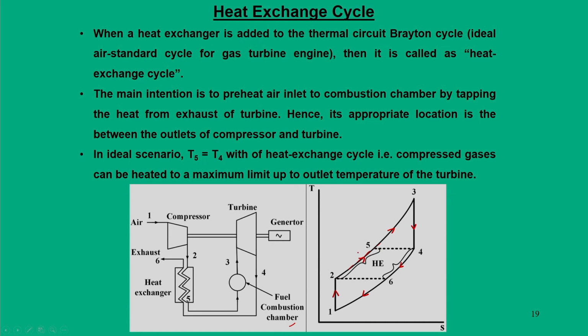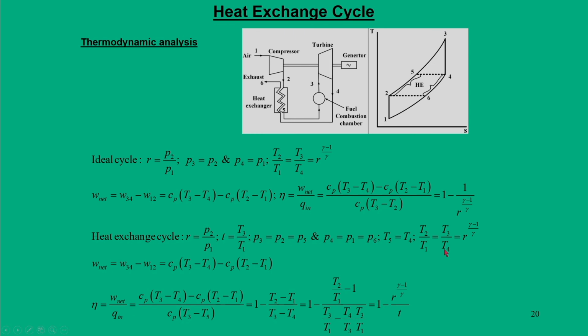So, T5 is equal to T4 with a heat exchange cycle, that is, compressed gases can be heated to a maximum limit of the outlet turbine temperature. That means, from 2 to 3 we cannot go entirely, because the heat exchanger has a limiting situation when T5 is equal to T4, and that is as much heat as we can tap. Now, we will go back to this thermodynamic analysis, that is 1, 2, 5, 3, 4, 6, then 1.